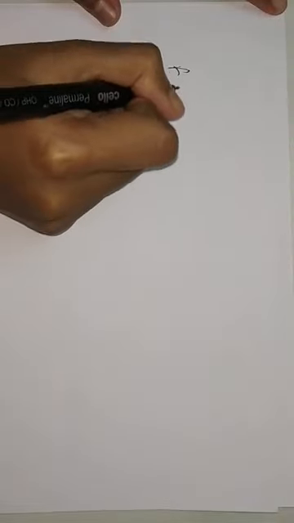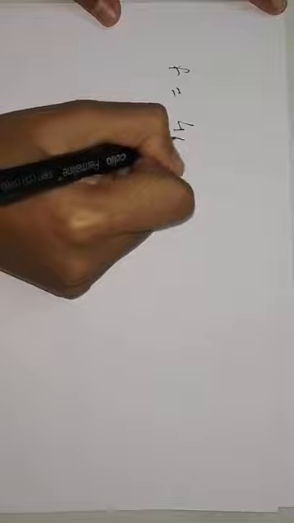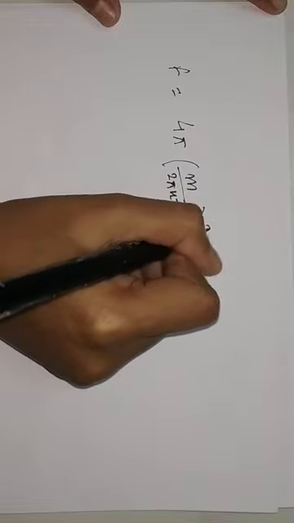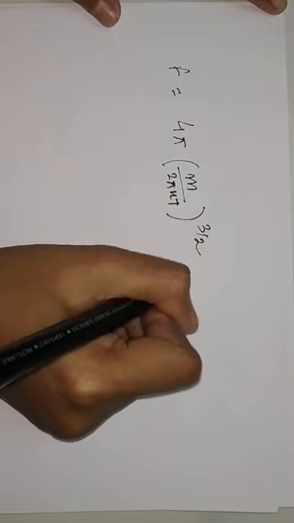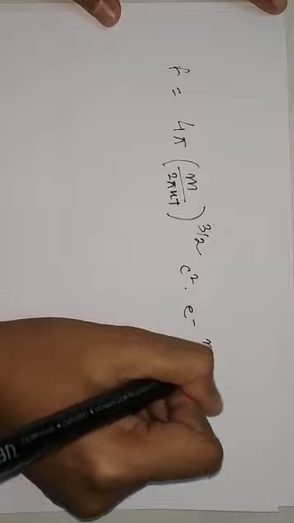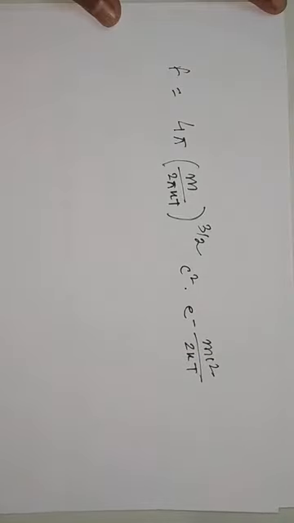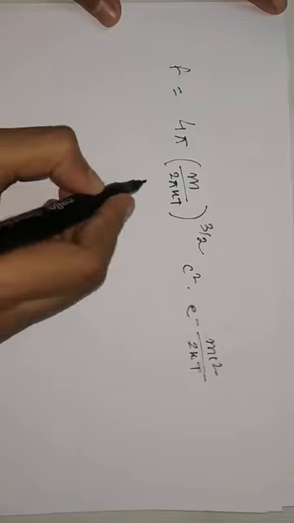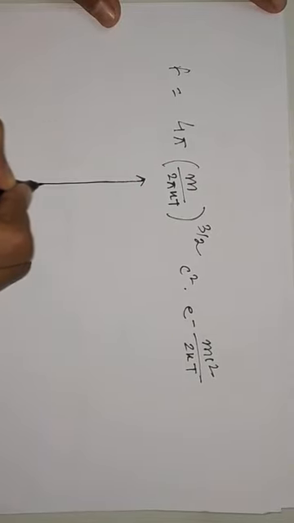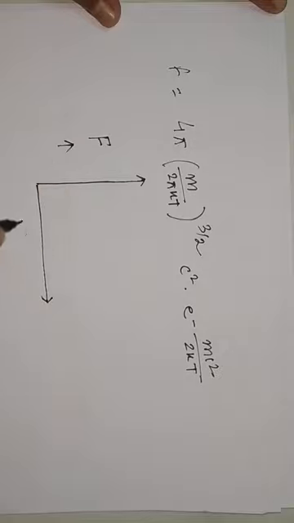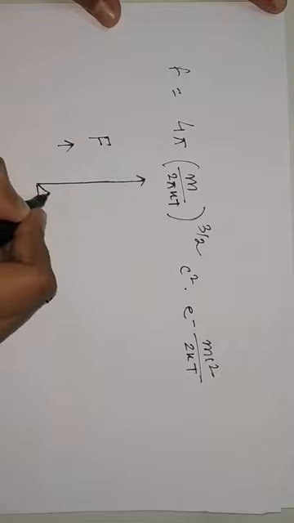We have the expression for the distribution function, which is given by f equals 4π (m / 2πkT)^(3/2) c² e^(−mc²/2kT). And if we plot a graph of f versus c, then it will look like this.